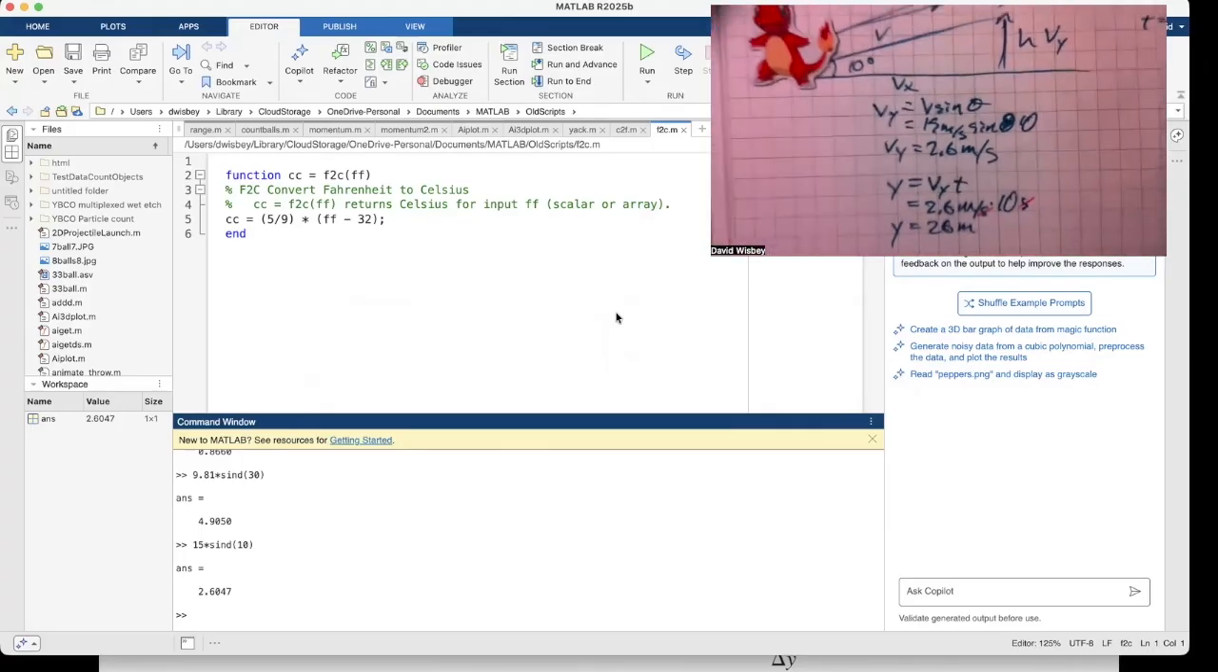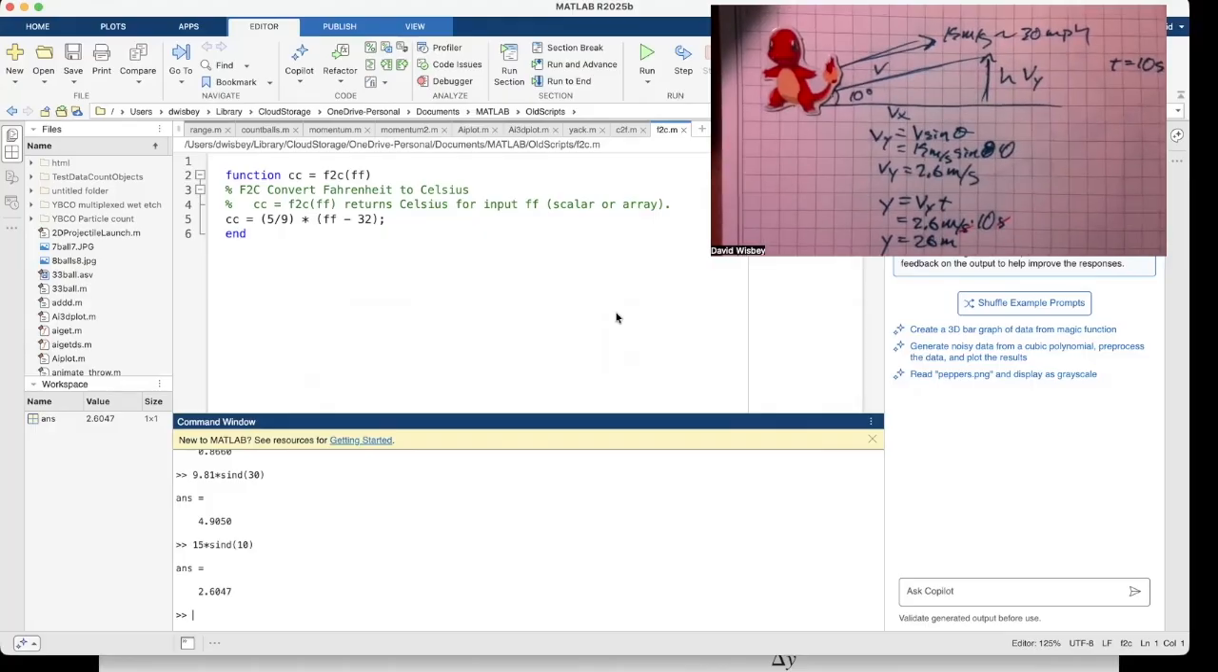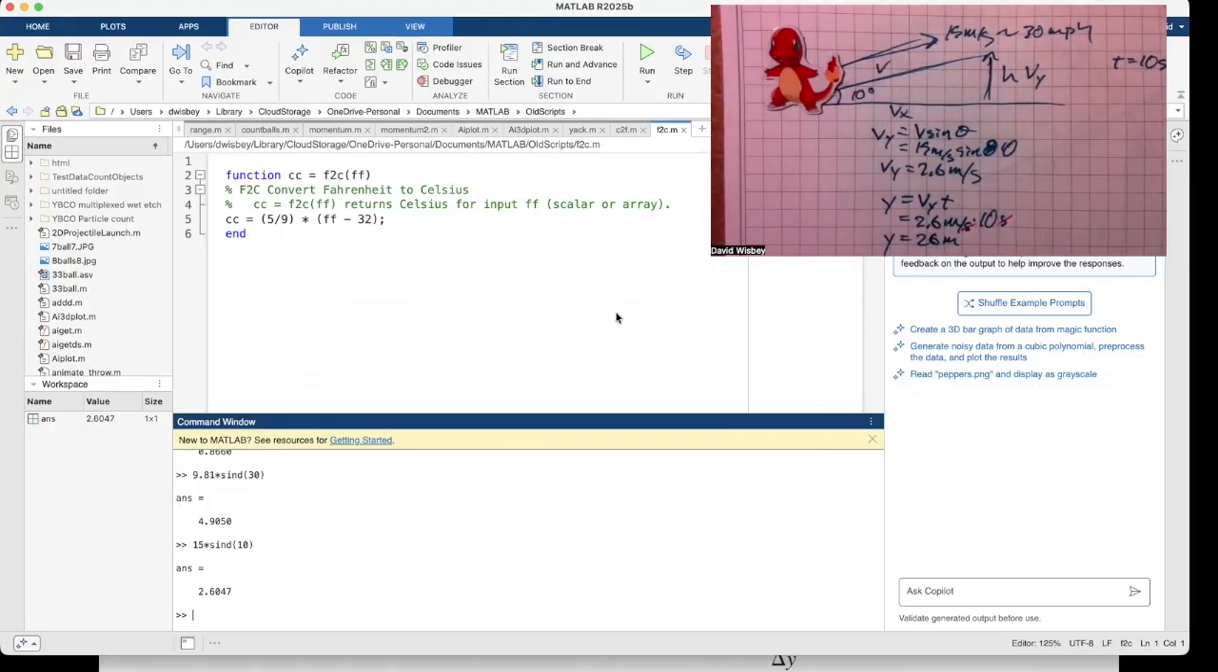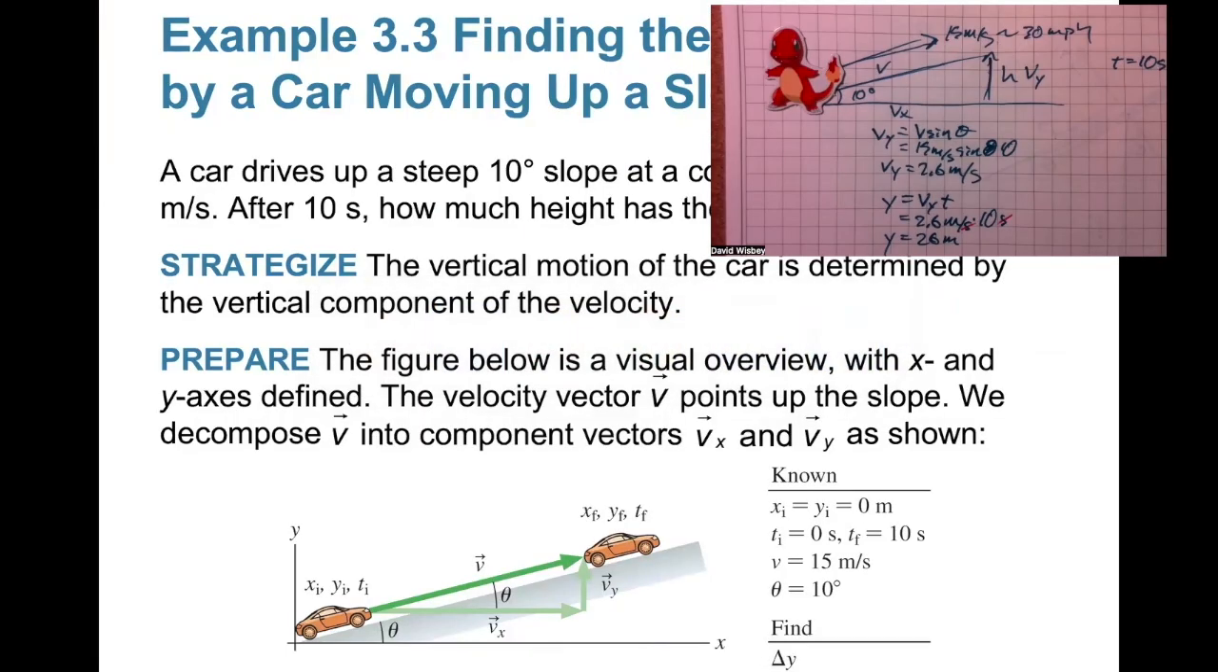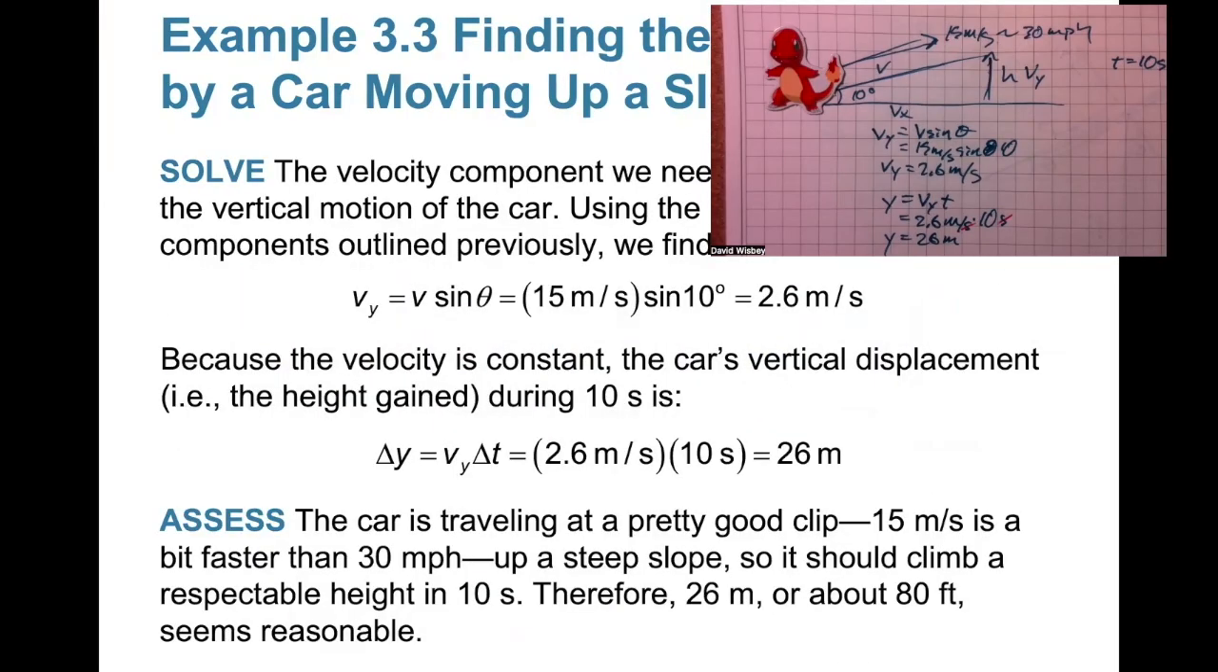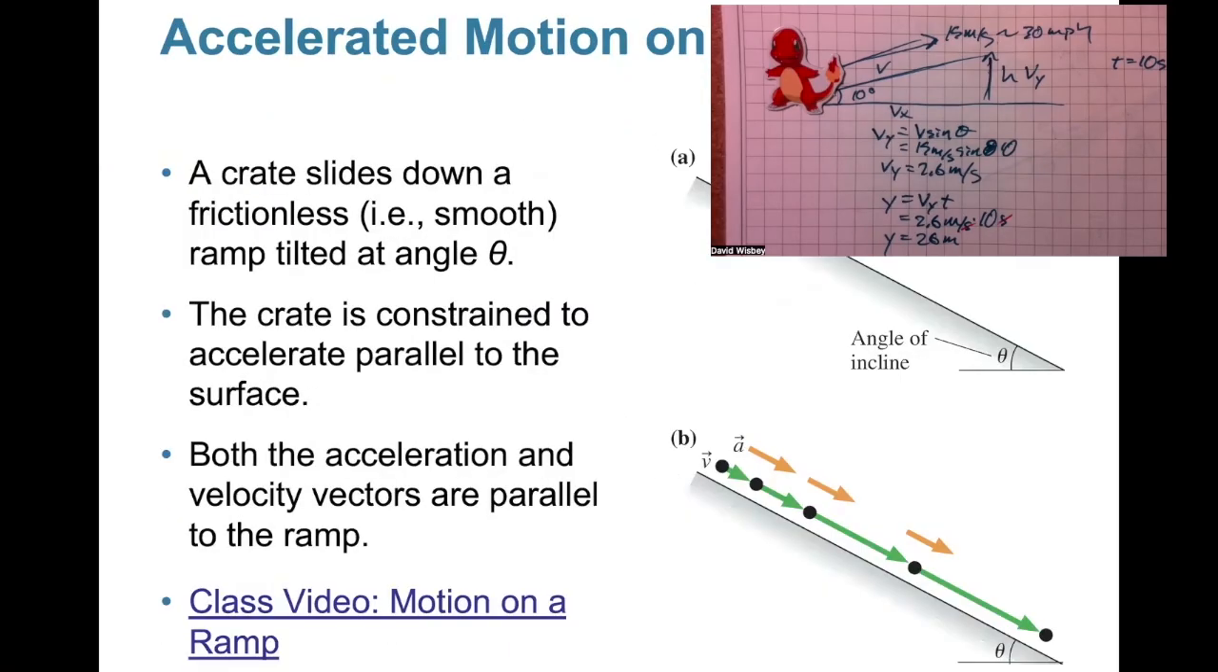All right, so what did I do? Well, I found the component of y velocity here, and then I used this equation of motion here to calculate what was the distance that he changed in that amount of time. That's how I did the problem, okay? And that's how they do it here too. So we found that component of the y velocity. Not a bad problem.